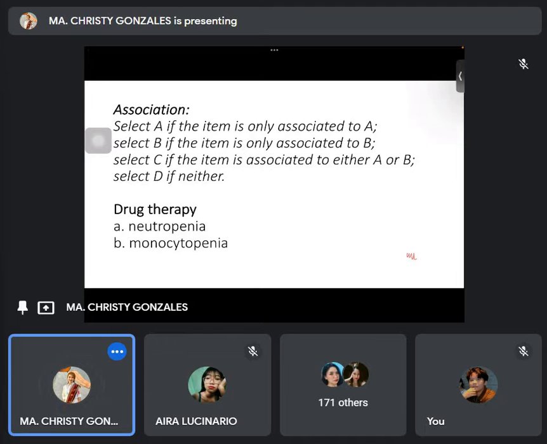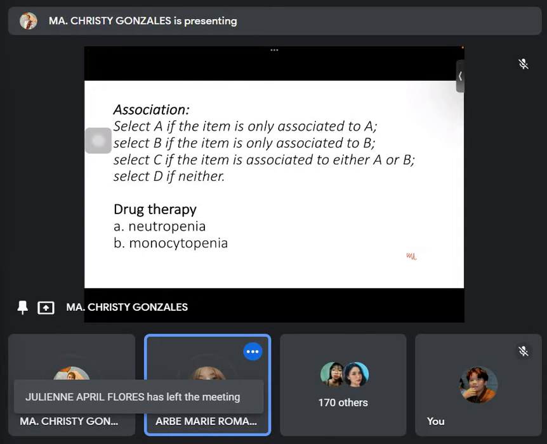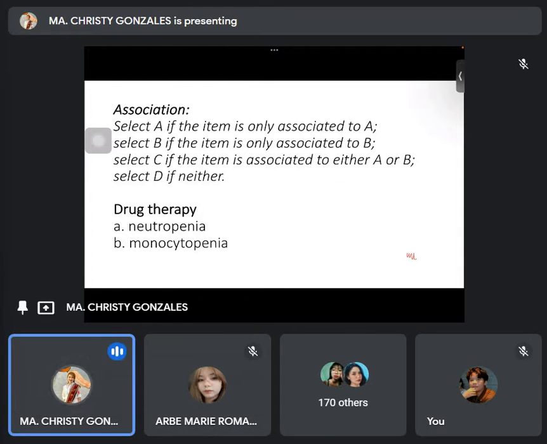Drug therapy, what is affected by drug therapy? Neutropenia, monocytopenia. Neutropenia. Okay, guys, remember that all cells could probably be affected by decreased blood cell count, including your monocytes. They can also decrease.